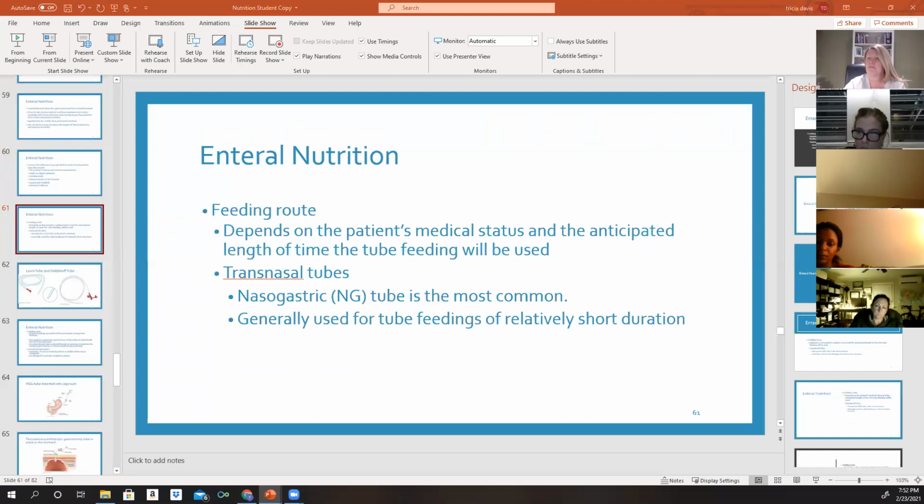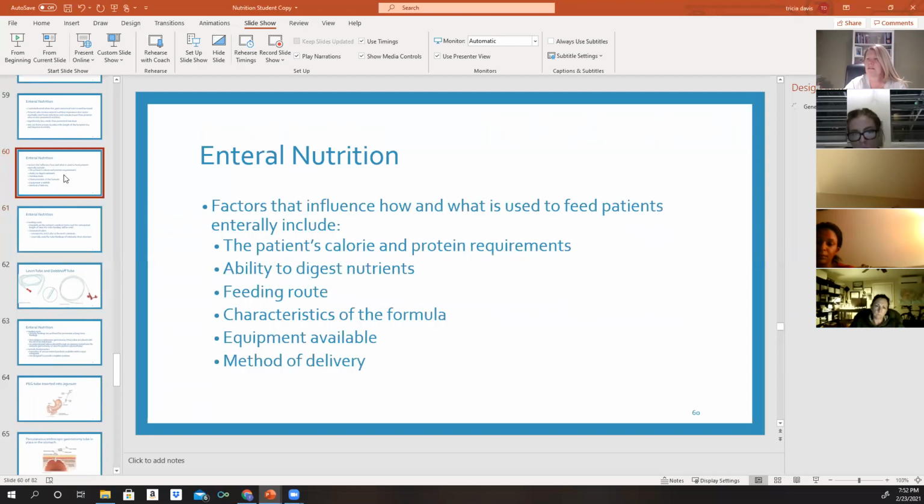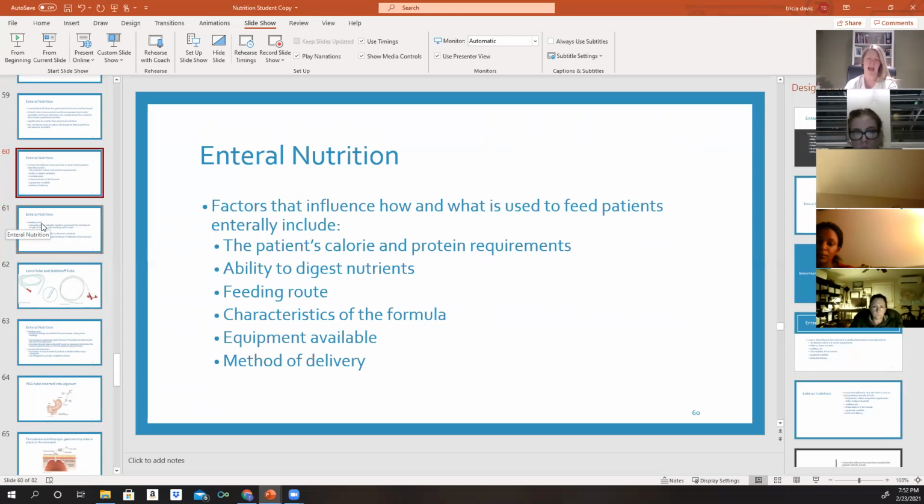So let's see. Factors that influence how and what we use to feed patients. I told you not every patient gets the same type of nutrition. So we're going to look at what our patients' caloric and protein requirements are, because each formula that we use has a different caloric intake and different protein intake. We are going to look at their ability to digest nutrients, the route that we're using, the characteristics of the formula, and the equipment that's available.